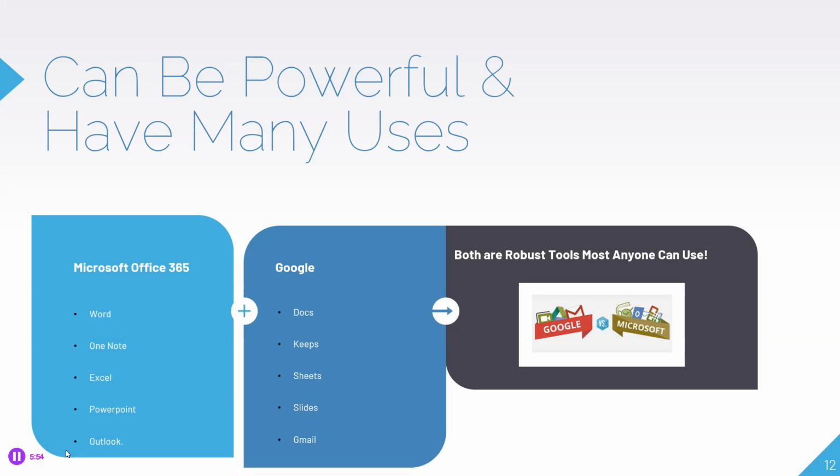While they can be powerful and have many, many uses, you have the two mainstays, the Microsoft Office products of Word, OneNote, Excel, PowerPoint, Outlook. There's also Access and Publisher. Can't think of the name of it off the top of my head. And then with Google, their counterpart is Docs, Keep, Sheets, Slides, and Gmail. And, interestingly enough, this PowerPoint is a Google product, but it's built off of my Microsoft platform.